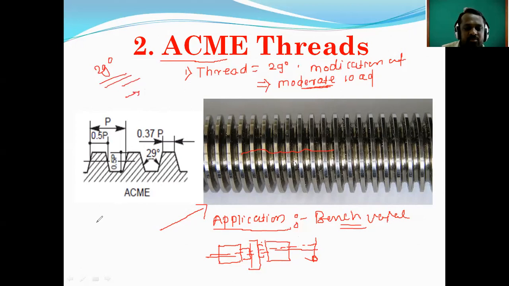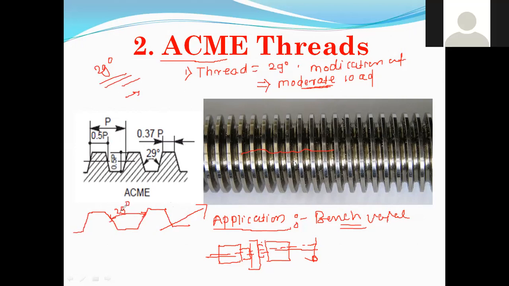And how to draw its profile? Simple. Just see, like this. And the included angle between the 2 flanks should be 29. Understood? Yes, sir. This is the ACME thread.